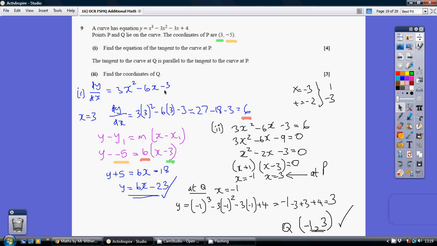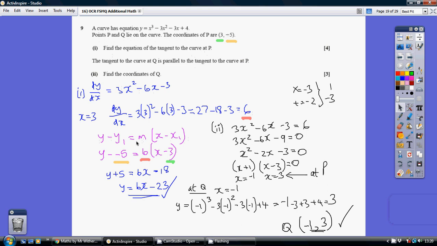So what is the gradient of the curve when x equals 3? Well, we substitute 3 into the differential. So substituting 3 into this, we get 3 times 3 squared minus 6 times 3 minus 3, giving us a gradient of 6 when x equals 3 on the curve. So the tangent has a gradient of 6.